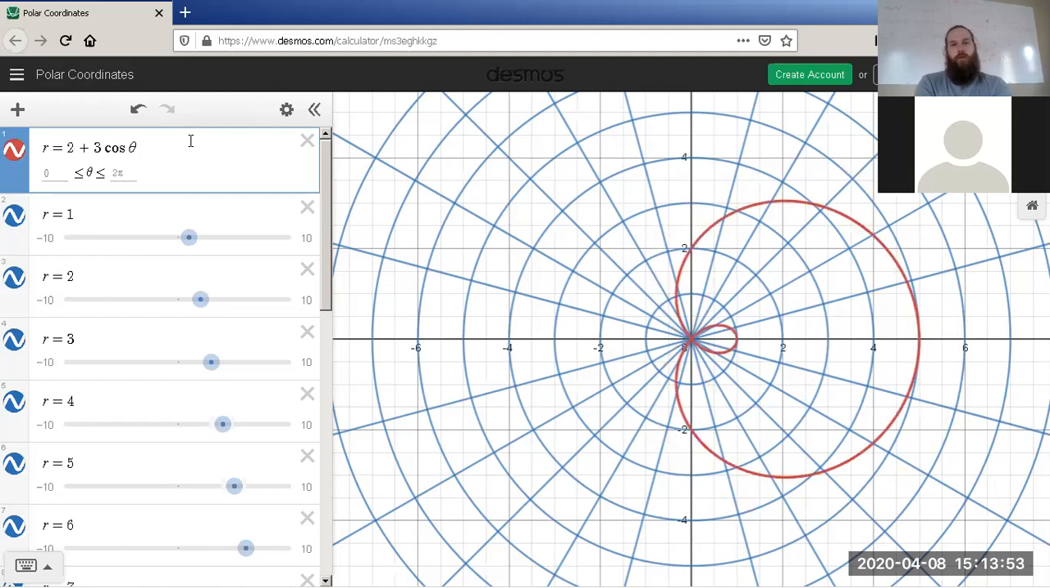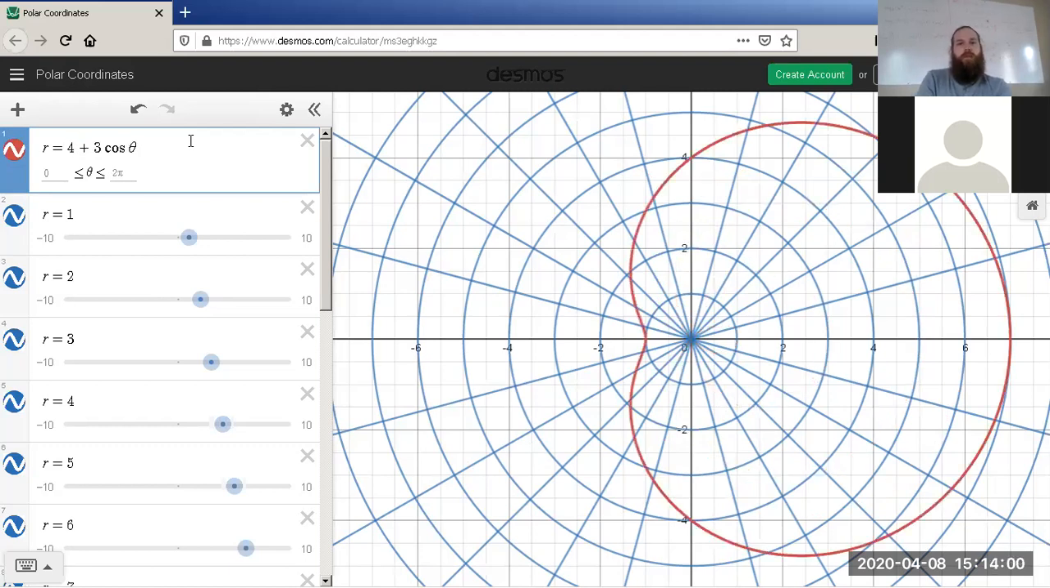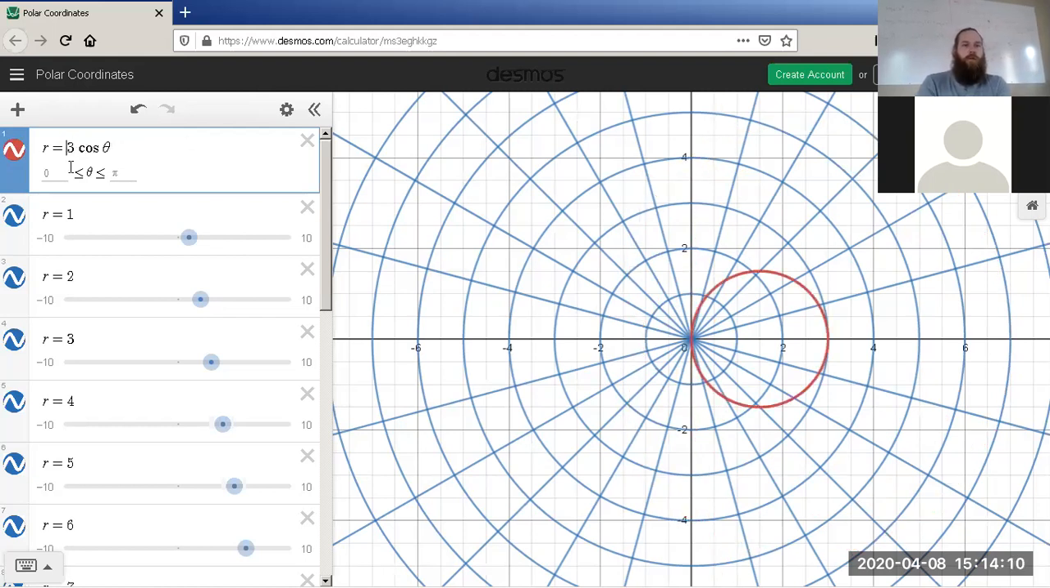If I make this a 2, then I'll introduce a little loop there because a is smaller than b. If I make this a 4, then that loop will come out to a little dimple. It won't even come into a sharp peak like it does on the first cardioid we looked at. If you just look at r equals 3 cos theta, you'll get a circle centered where we said it should be, at 3/2 and of radius 3/2.